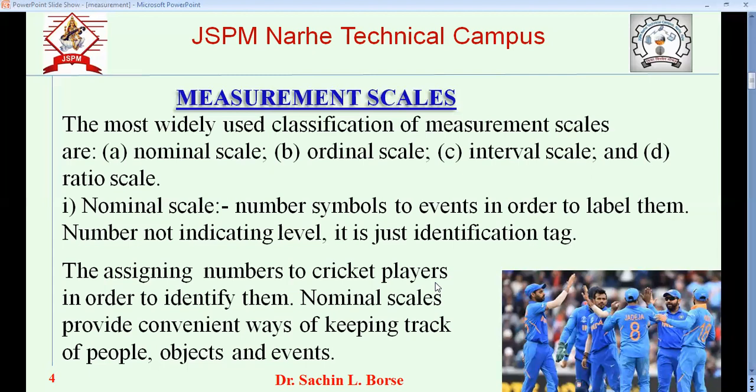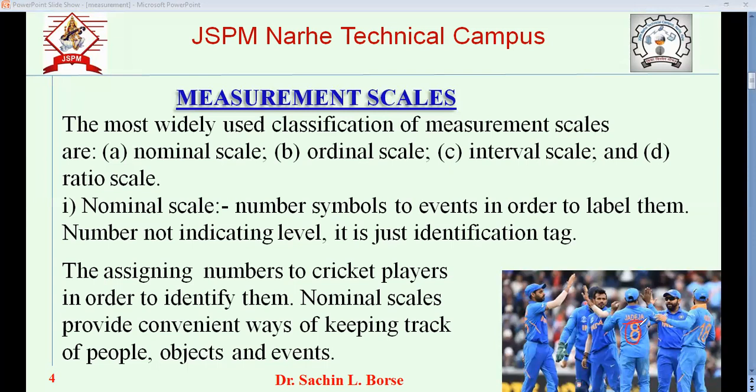So in the nominal scale, what happened? You might have seen the cricket team. You can see here the photograph. In the photograph, you can see that there is a cricketer Jadeja, and his number is given. Here we assign a number to each player, but the number has nothing to do. It is just an identification tag.